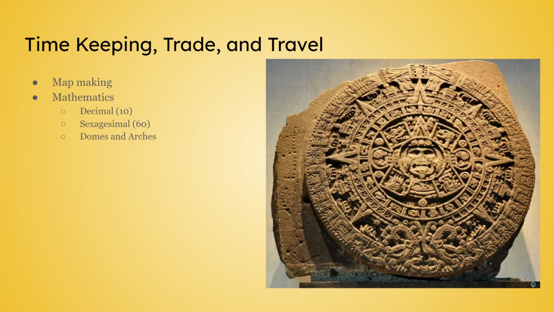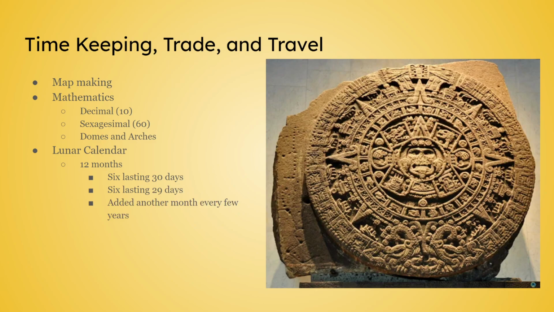Domes and arches were created by these people as well as the lunar calendar. And this lunar calendar had 12 months, consisting of 6 months that had 30 days and 6 months that lasted 29 days. And they added another month every few years.